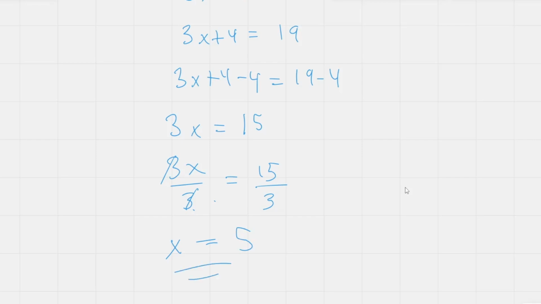And we can check, actually. We can do 3 times 5 plus 4. Is that equal to 19? That's 15 plus 4. And that is correct. So therefore, our answer is 5. And that's basically an introduction into simple algebra. That's all for this.